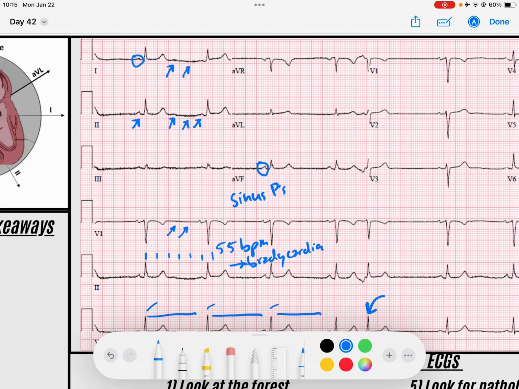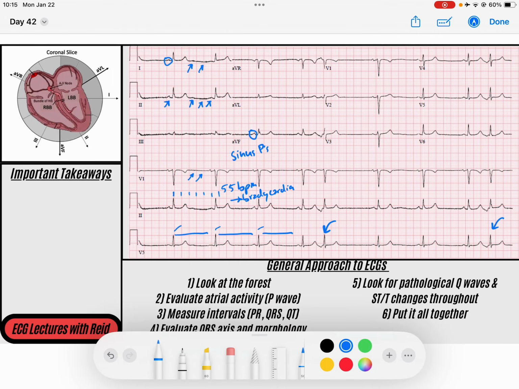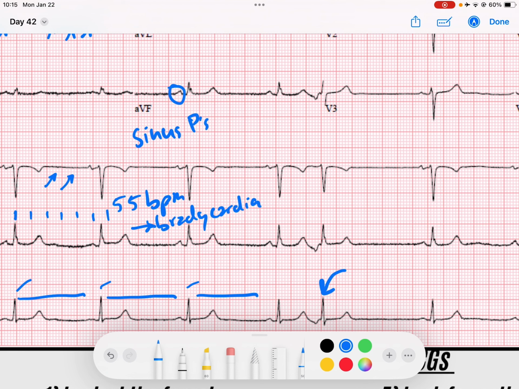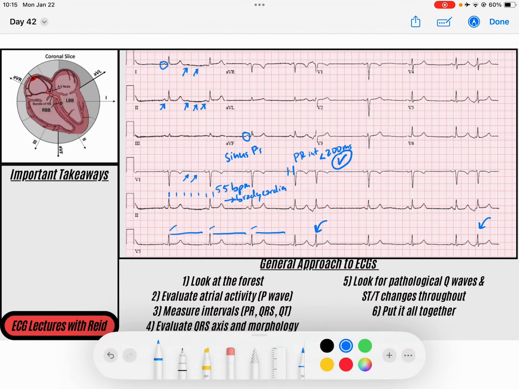The next thing in our conduction pathway would be our AV node, and we measure our AV node function based off of our PR interval. If I find a lead with a QRS that begins right on a solid line, I can trace back to the beginning of my P wave. My PR interval here is less than 5 little boxes, or 200 milliseconds, so that is normal. My AV node is functioning normally.